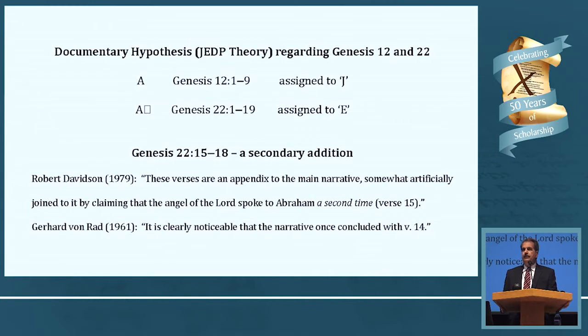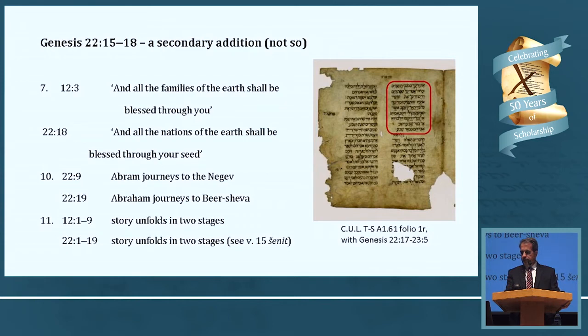Scholars also think that the end of chapter 22 is a secondary addition, right? That this was added later on. But it can't be, because as I indicated a moment ago, both chapter 12 and chapter 22 have the story unfold in two stages. So the second stage of chapter 22 has to be integral to the story. And the comments by great biblical scholars like Robert Davison and Gerhard von Rad are simply, in this case, off the mark.